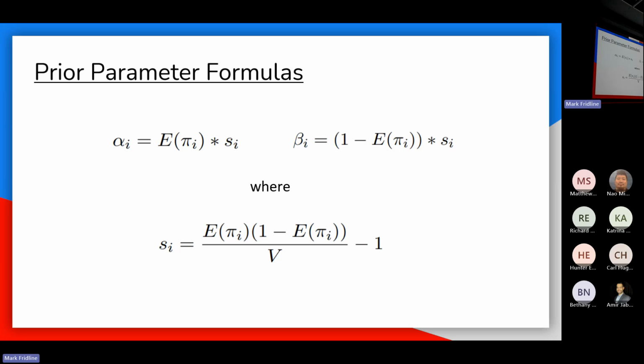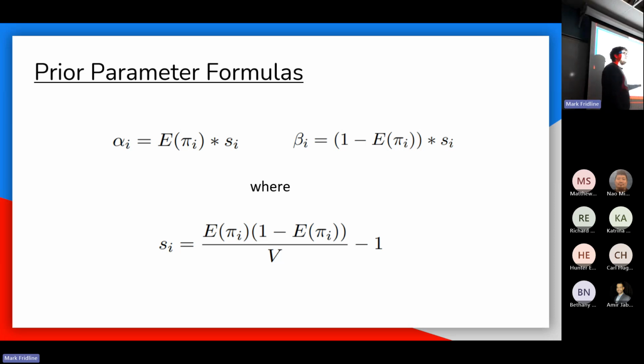So here are the prior parameter formulas. Alpha i, beta i, those are the prior parameters. The expected value of the prior is going to be whatever proportion Trump won in the 2020 election. And we're going to multiply it by this sum, which essentially calculates the weight that the prior distribution is going to have in the model.